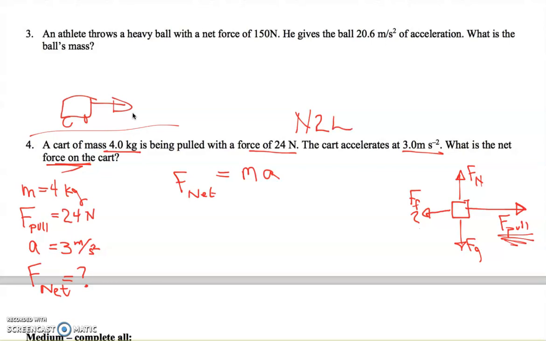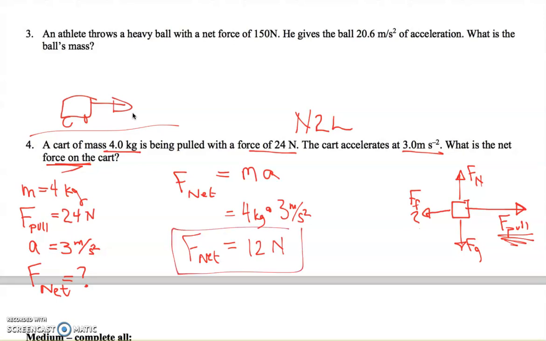So I can go ahead and say, oh hey, I know the mass in the problem is 4 kilograms. I know the acceleration is 3 meters per second squared. And so I can find the net force, F net, is then 12 newtons. And in fact, now we're done with the problem. That's all they asked us to do.